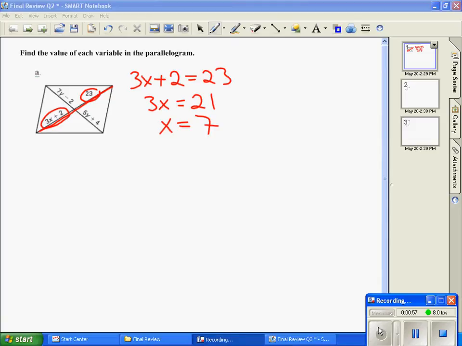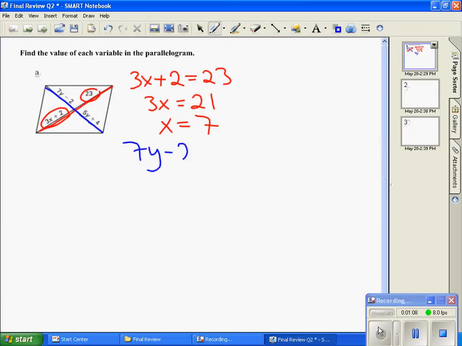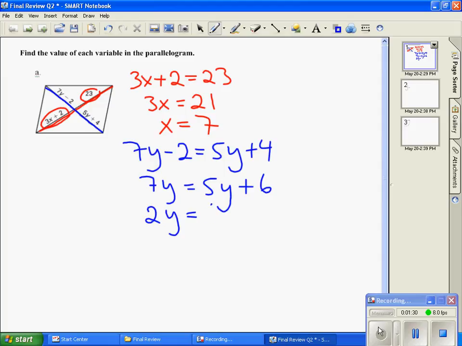We do the same kind of thing for the other diagonal. We see that 7y minus 2 equals 5y plus 4. So again, we solve for the variable, which is y in this case. So let's add 2 to both sides, and I'm going to subtract 5y from both sides. So I get 2y equals 6. So the last step, divide both sides by 2. So y is equal to 3.